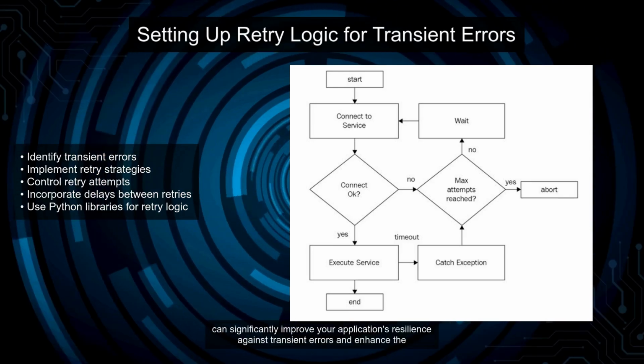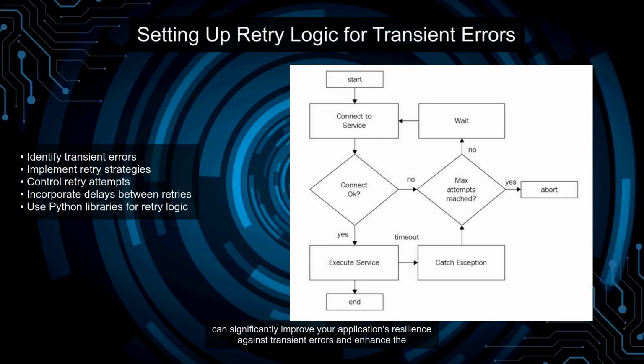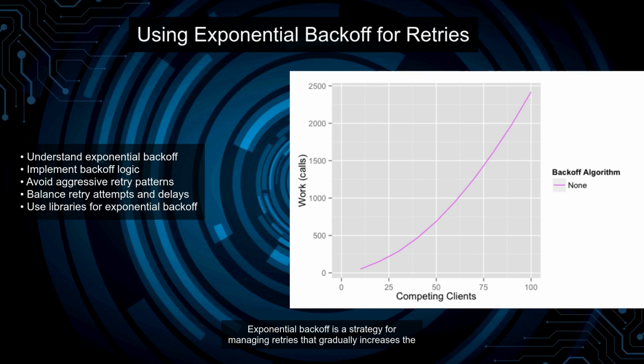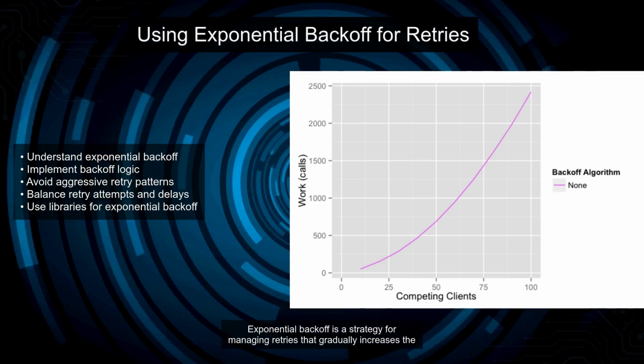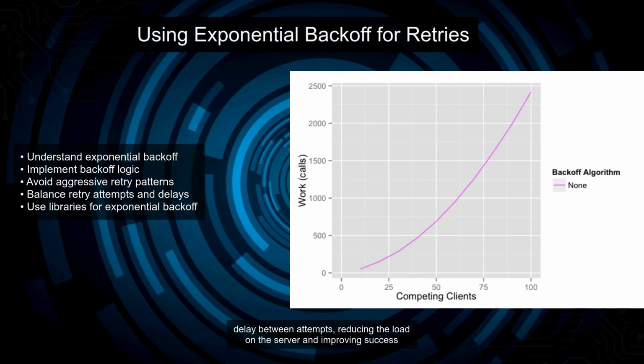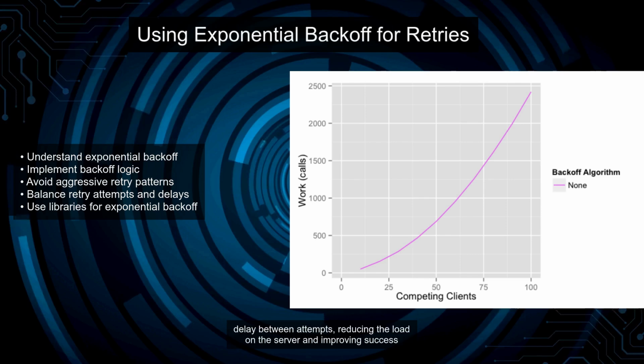By setting up intelligent retry logic, you can significantly improve your application's resilience against transient errors and enhance the user experience. Exponential backoff is a strategy for managing retries that gradually increases the delay between attempts, reducing the load on the server and improving success rates.